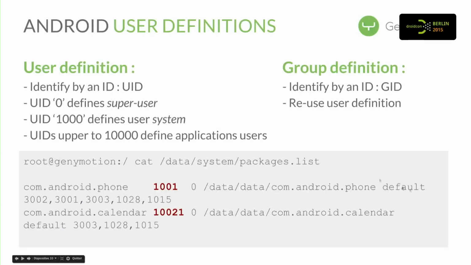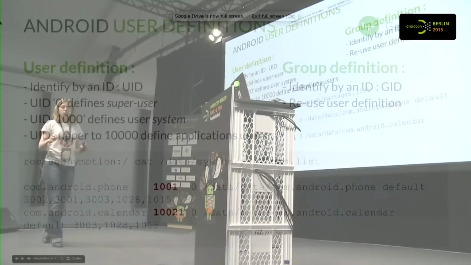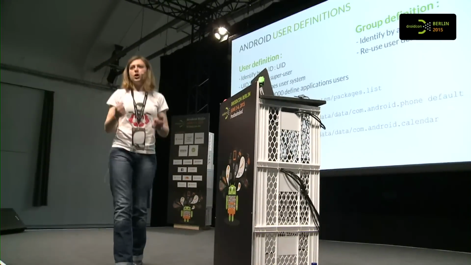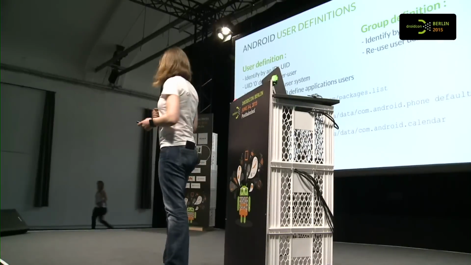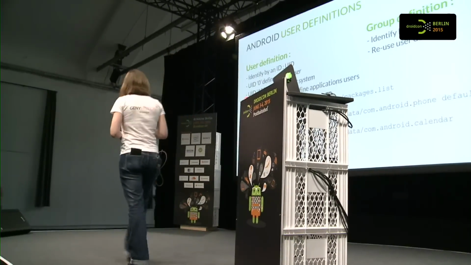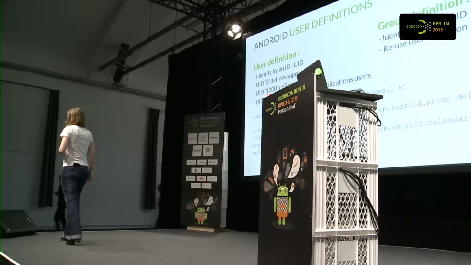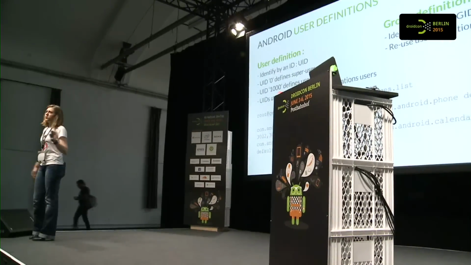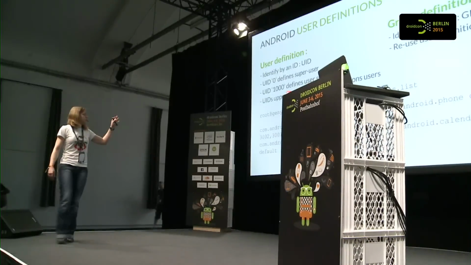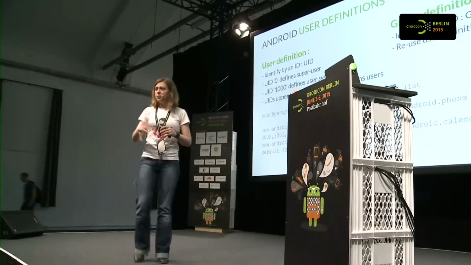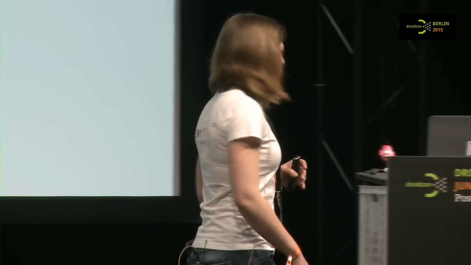So the idea is, okay, each application will have its own user ID and group ID, all right? So how does it work under Android? There are different ranges for the UID. From 1,000, user IDs will be for the system part, for daemons, and up to 10,000 it will be for the application user IDs.